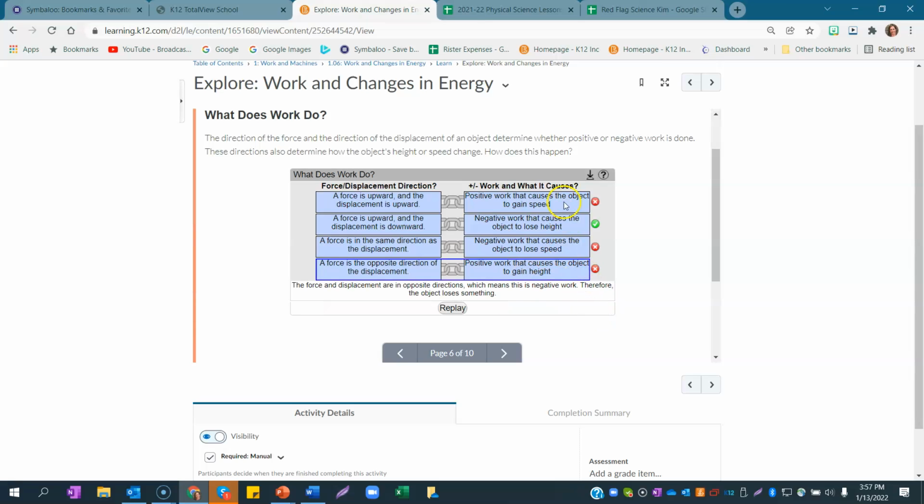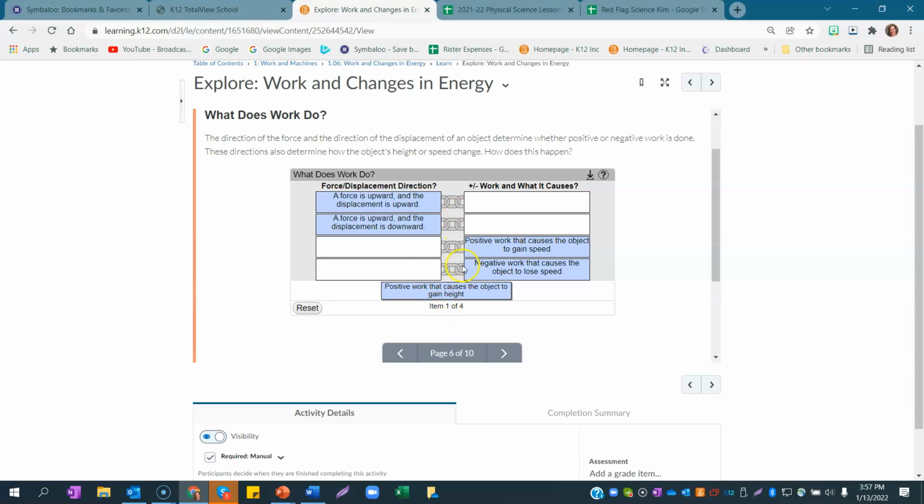Uh-oh, look at all of these that are wrong. Oh, we've got to match them. I think that's why I was just putting them in. I wasn't matching them. I did not read the directions carefully. So a force is upward and the displacement is upward. So positive work that causes the object to gain height, that's going to go up here. Those would match. So negative work that causes the object to lose height, this one we might have to move. Can we move it? Force is downward, lose height, it goes here.